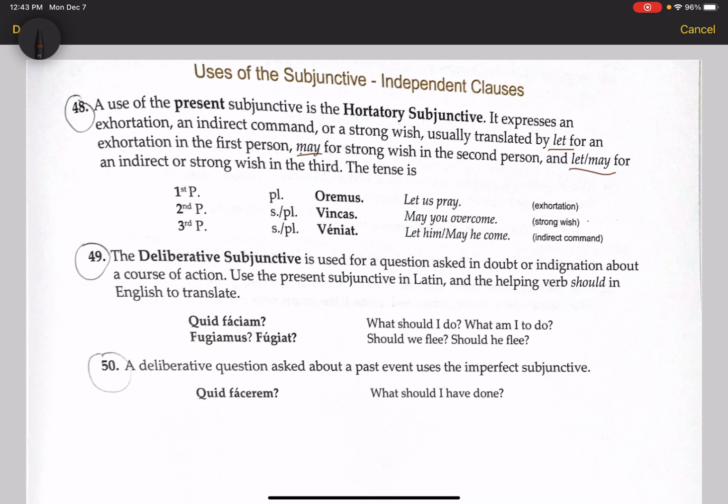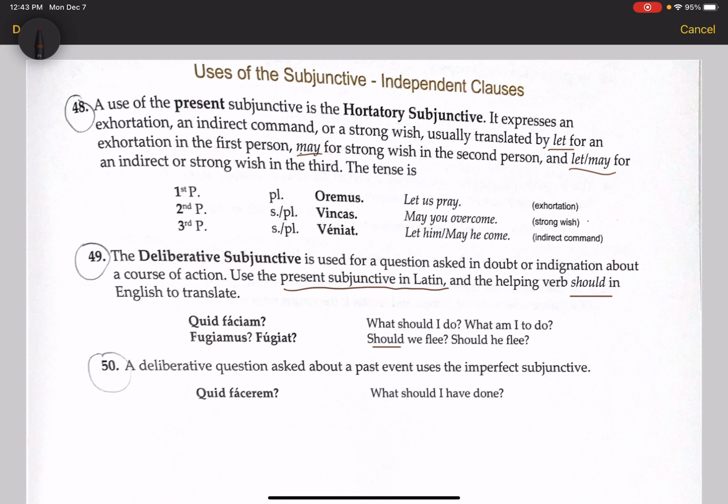All right, the deliberative subjunctive, another use of the subjunctive in an independent clause. The deliberative subjunctive is used for a question asked in doubt or indignation about a course of action. Use the present subjunctive in Latin and the helping verb should in English to translate. So, for example, quid faciam means what should I do, or what am I to do? And fugiamus is should we flee, fugiat should he flee. Okay, you get a should there, that's deliberative.